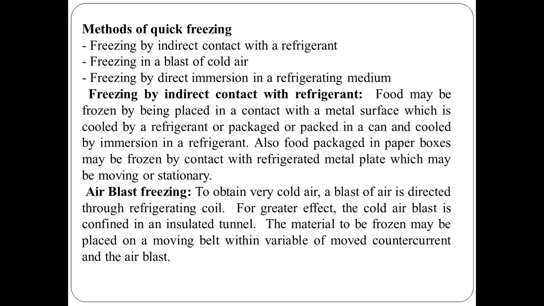Next is air blast freezing. In air blast freezing, to obtain very cold air, a blast of air is directed through a refrigerating coil. For greater effect, the cold air blast is confined in an insulated tunnel. The material to be frozen may be placed on a moving belt, with variable movement, concurrent with the air blast. So we use air directed through a very cool refrigerator coil, and the tunnels are insulated. We place the food material on the belt, and the air blast on the food freezes it immediately.